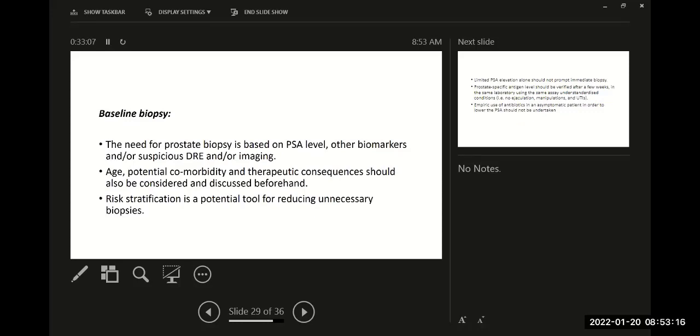Baseline biopsy. The need for prostate biopsy is based on PSA level, other biomarkers, and suspicious DRE and/or imaging. Age, potential comorbidity, and therapeutic consequences should also be considered and discussed beforehand. Risk stratification is a potential tool for reducing unnecessary biopsies.